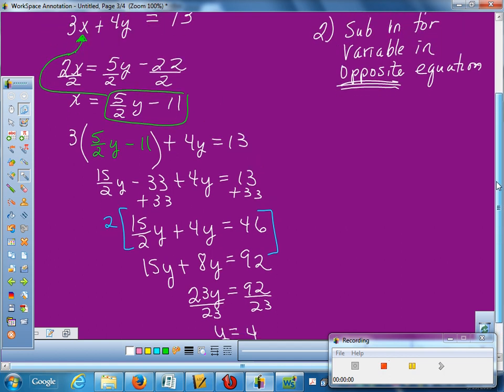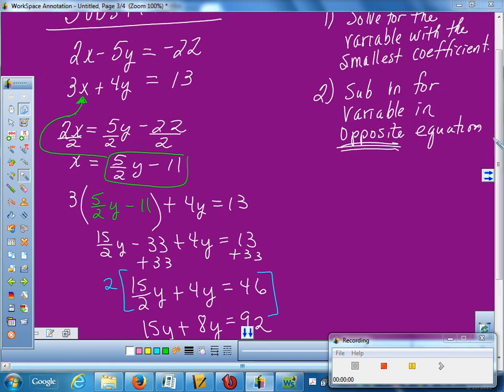You can put it in lots of places to go find x. It's kind of your choice. We know y is 4. You can put it back in either of the original equations. Or, on substitution, you've got this equation here I've circled in green. x equals 5 halves y minus 11. So it's already solved for x, so it would be really simple to just go, let's do 5 halves times 4, and then subtract 11.